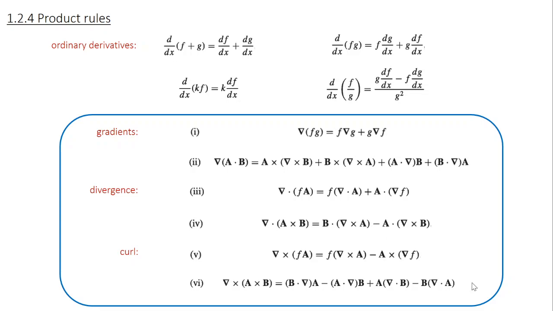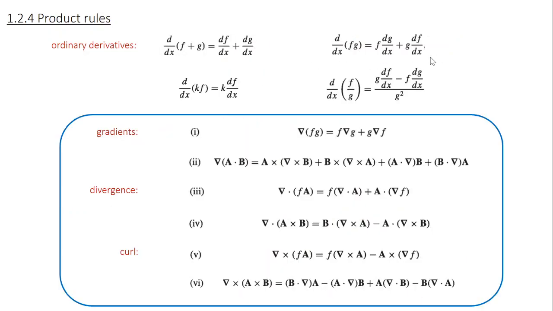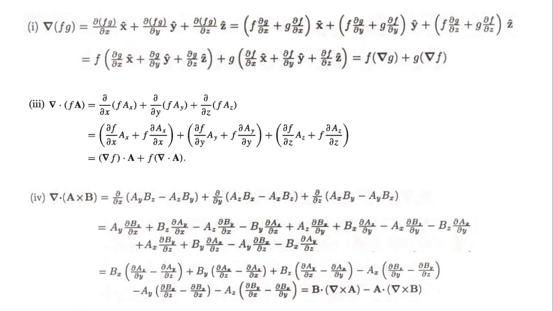So let's see how to prove these theorems. Let's take the first one, gradient of f into g. Now you can expand this in terms of the del operator as dou by dou x of f into g x cap plus dou by dou y of f into g y cap plus dou by dou z of f into g z cap. Now this is the normal product rule associated with ordinary derivatives. So you can expand this.